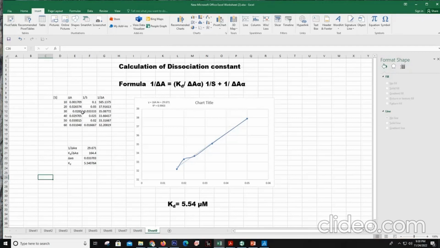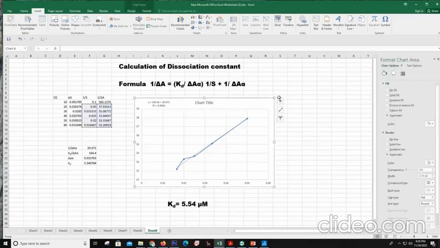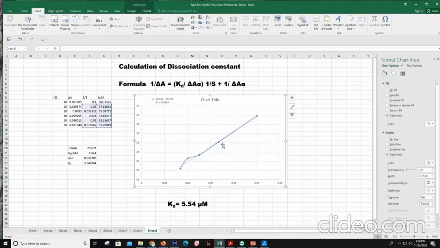Now from the data which we have got, these are the ligand concentrations. This is the delta A value at 396 nanometer, and from this we can calculate 1 by S, and after that we can calculate 1 by delta A. So now we can plot a graph with 1 by S on the x-axis and 1 by delta A on the y-axis. So here is the graph. We can see we have got a straight line, and the equation for this line is y equals 164.4x plus 29.671.